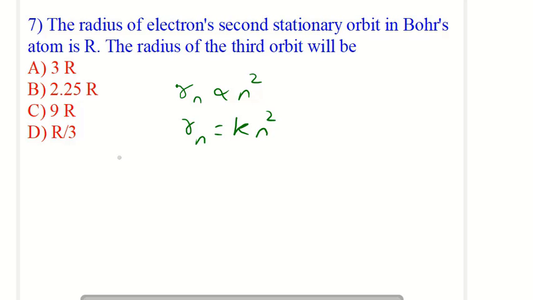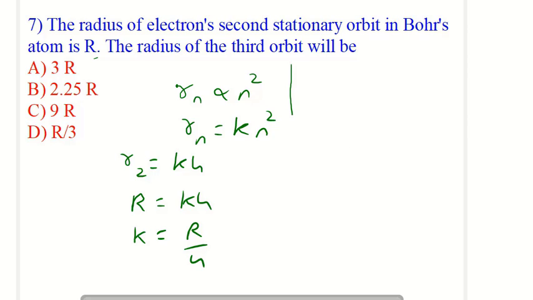So for the given case, R2 would be equal to k times n square, where n is 2, so it becomes 4. But what we are given is that R2 is capital R. So R equals k times 4. So k is equal to R by 4.